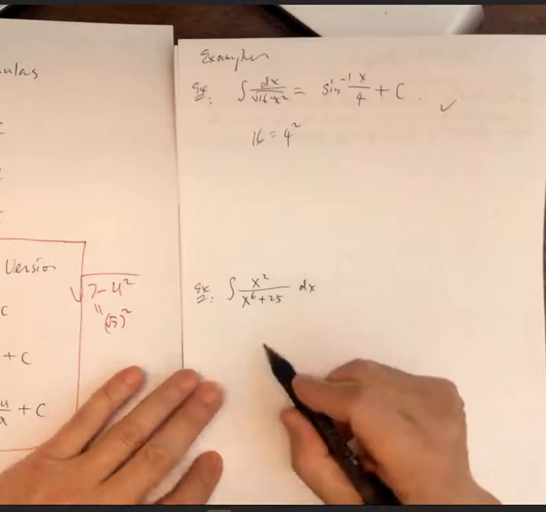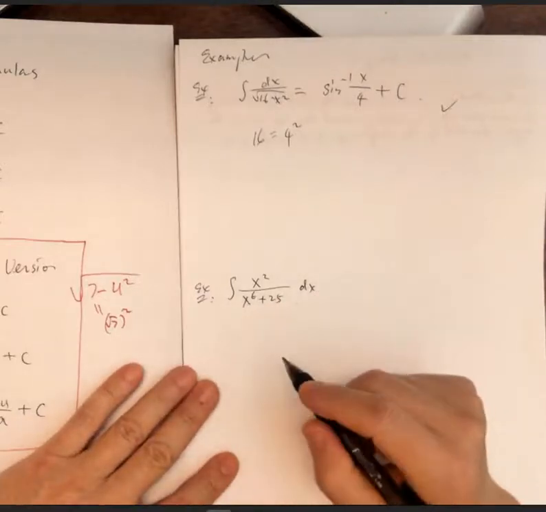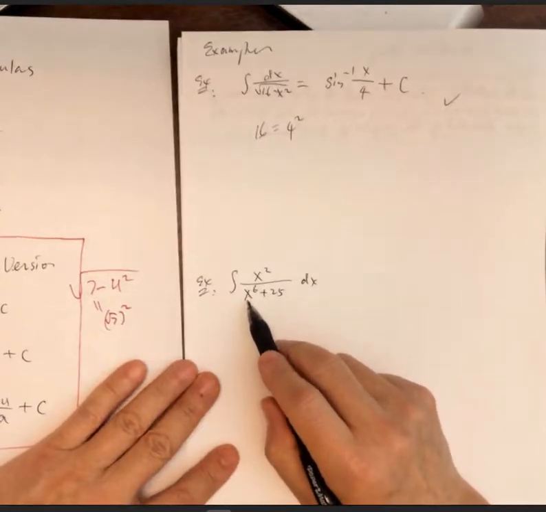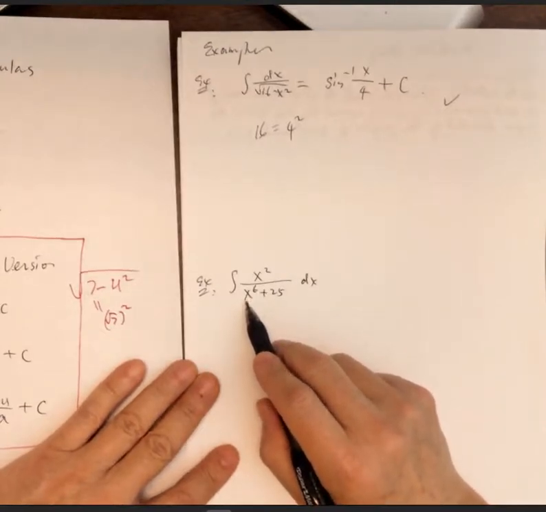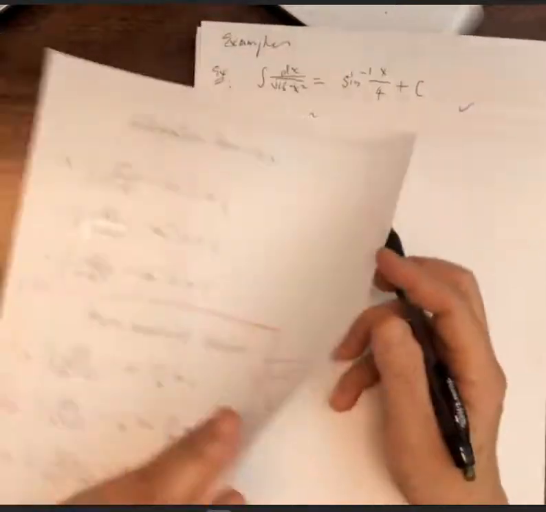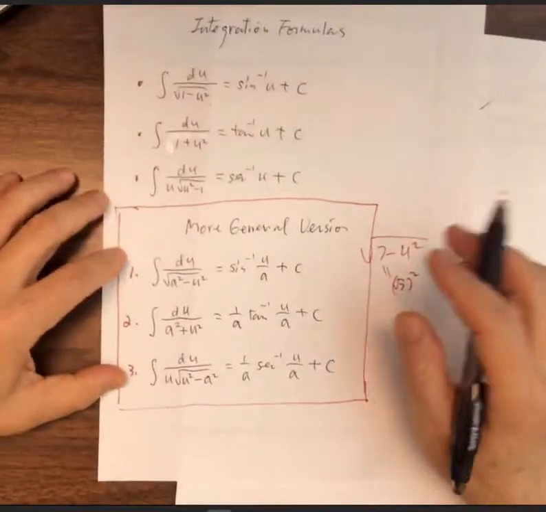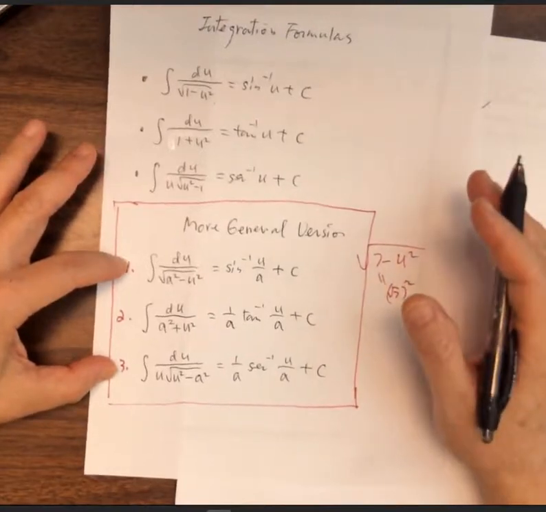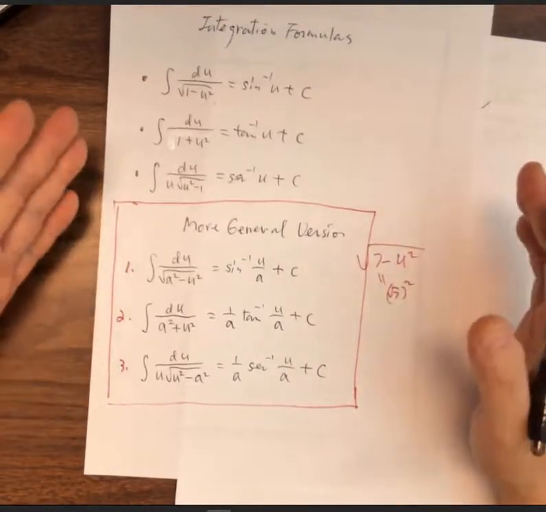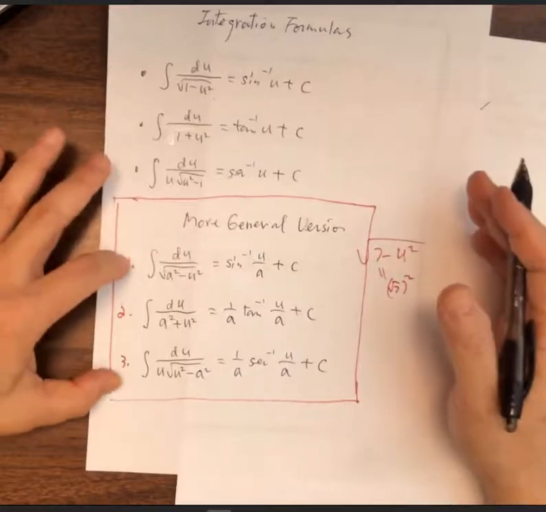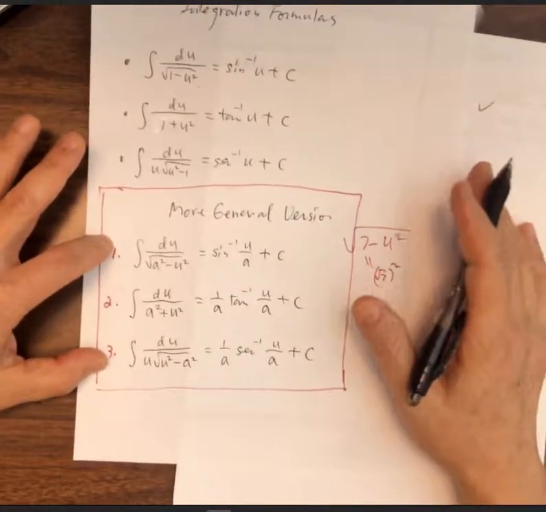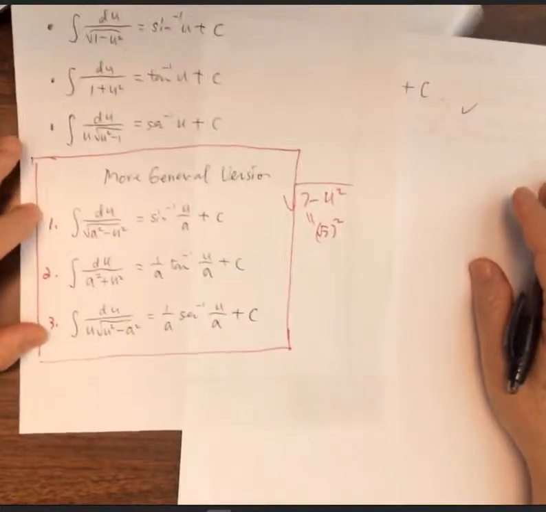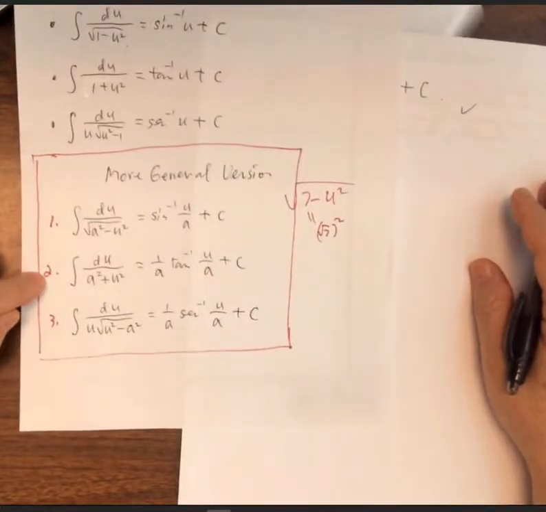Okay, we have a fraction. One thing we notice, there's no square root. So there's no square root. Most of the time, you can pretty much forget about the first and the third. In math, we cannot say never. Alright, just most of the time. So we're going to try the second formula.